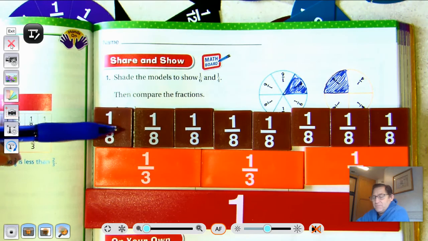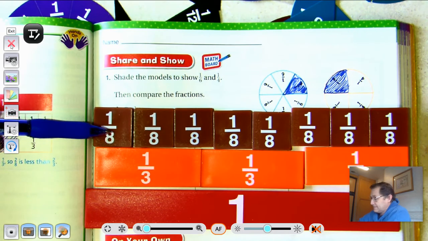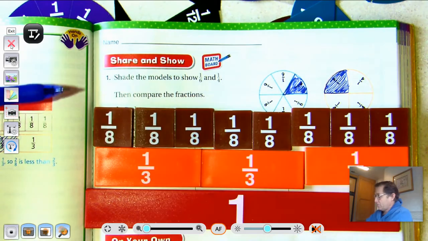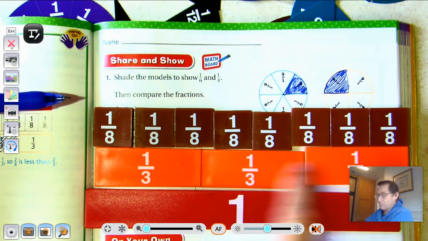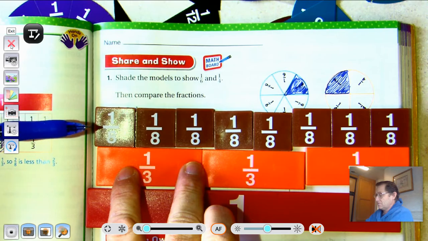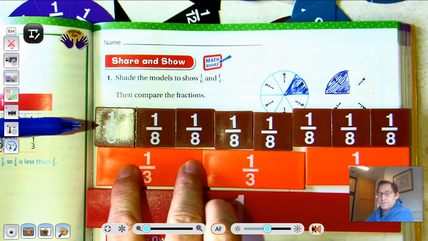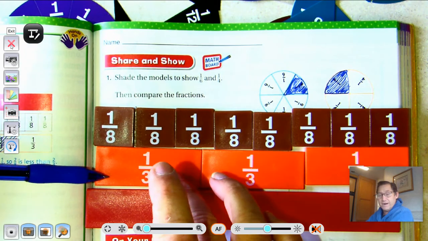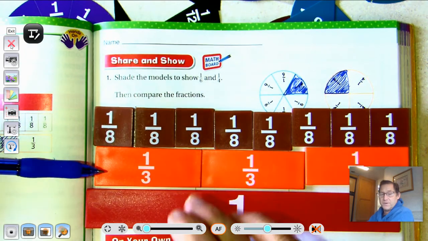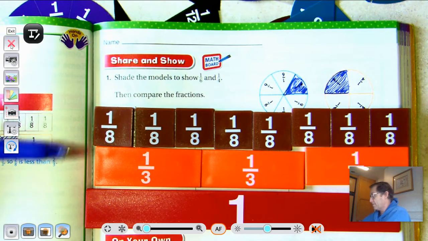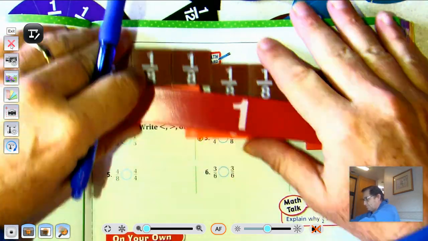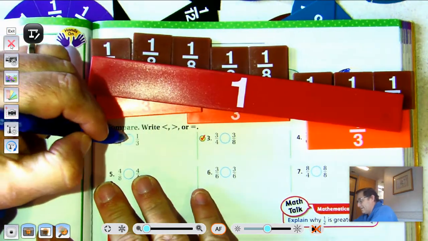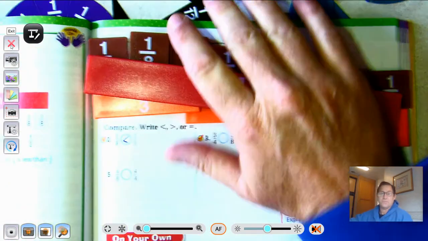Think of this as a candy bar. If I had a candy bar and I had to share it with 8 people, this is the size of the piece I would get. If I wanted to share it with 3 people, these would be the size of the piece. So if I wanted to be selfish, which size of the candy bar would I want to share it with? 3, right? I don't want to share it with 8 people because the pieces are smaller. All right, so 1/8 is less than 1/3.